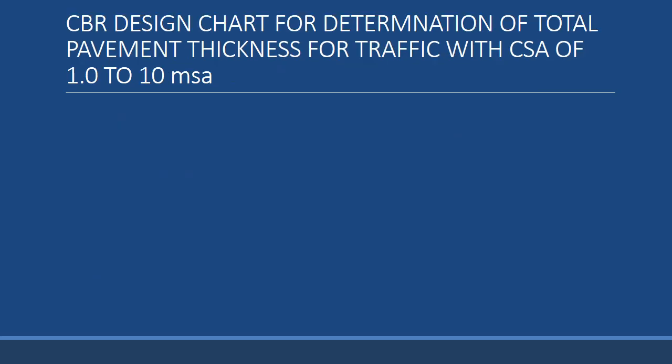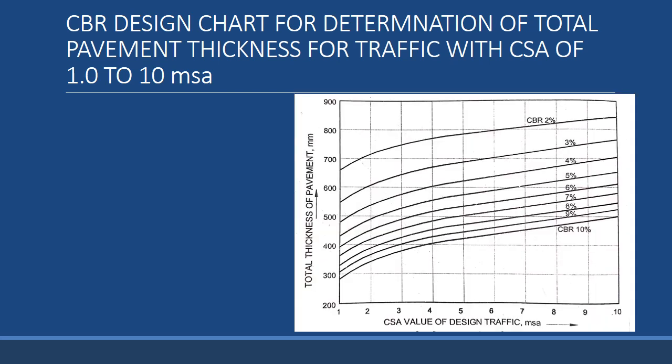So, the CBR design chart for determination of total pavement thickness for traffic value with CSA of 1 to 10 MSA. If the CSA value is ranging from 1 to 10 MSA, the CBR chart looks like this. In the x-axis they have given the CSA values, ranging from 1 to 10, and the total thickness value for the pavement is given in the y-axis, ranging from 200 to 900. Correspondingly, the curves are given for CBR values 2, 3, 4, 5, 6, 7, 8, 9 and 10.